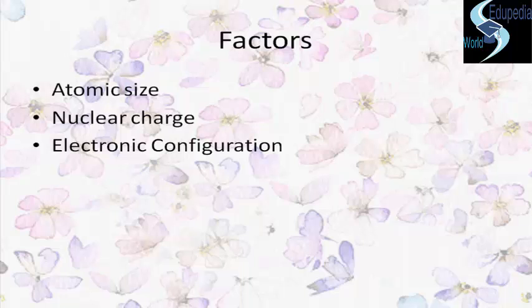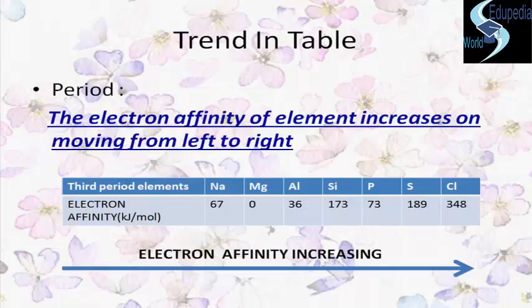So now let's discuss the trends in the table. First, we shall discuss the period in the modern periodic table. That is, the electron affinity of an element increases on moving from left to right in a period. Let us write down the values of electron affinity in the third period elements to make this point more clear.